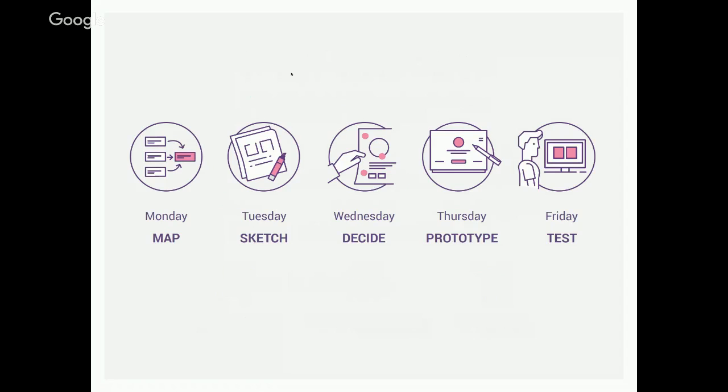Okay, so these are the 5 days. We'll break them down subsequently. Monday, you're mapping out your goals for the week and the customer journey. Tuesday, you're doing a whole bunch of sketching. Wednesday, you're deciding based on those sketches which solution you're going to prototype on Thursday. And on Friday, you're doing your live customer testing.